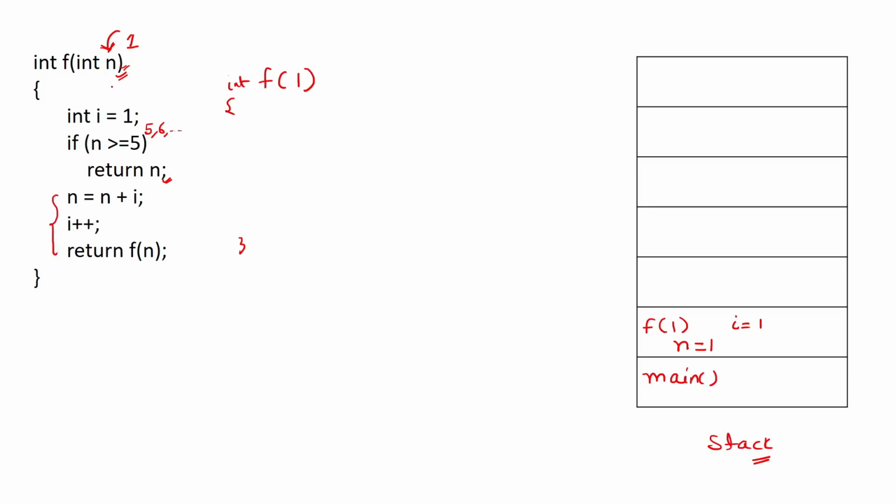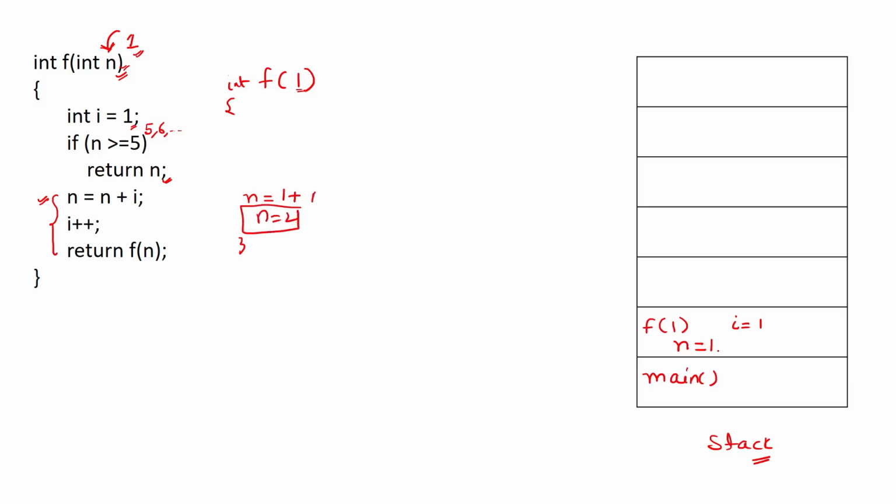So on the same line, currently n is 1, right? So this condition will not be true because 1 is not greater than or equal to 5. So we will come to this line. This line is saying add the value of I to n and update this n. So what will be the value of n now? Currently n is 1, so 1 plus the value of I, which is 1. So n will be 2 now.